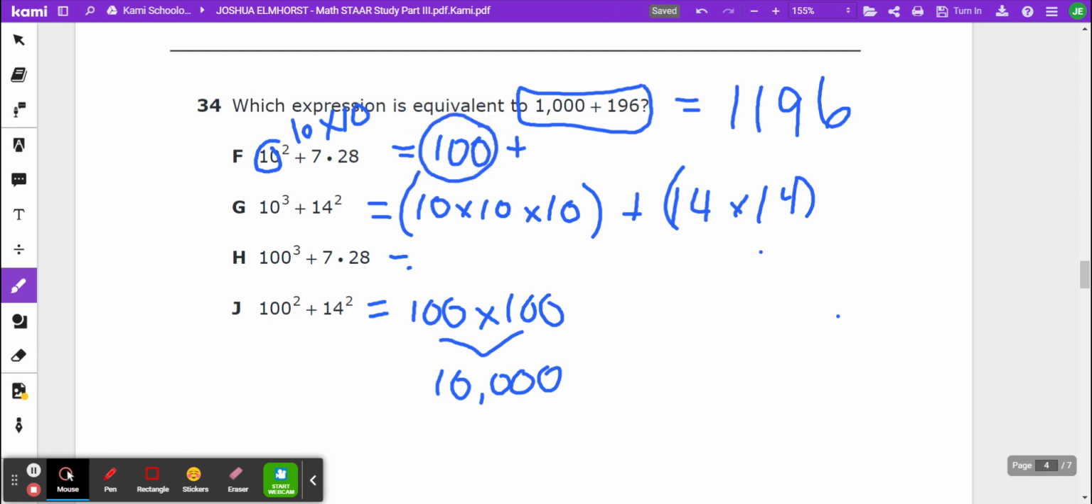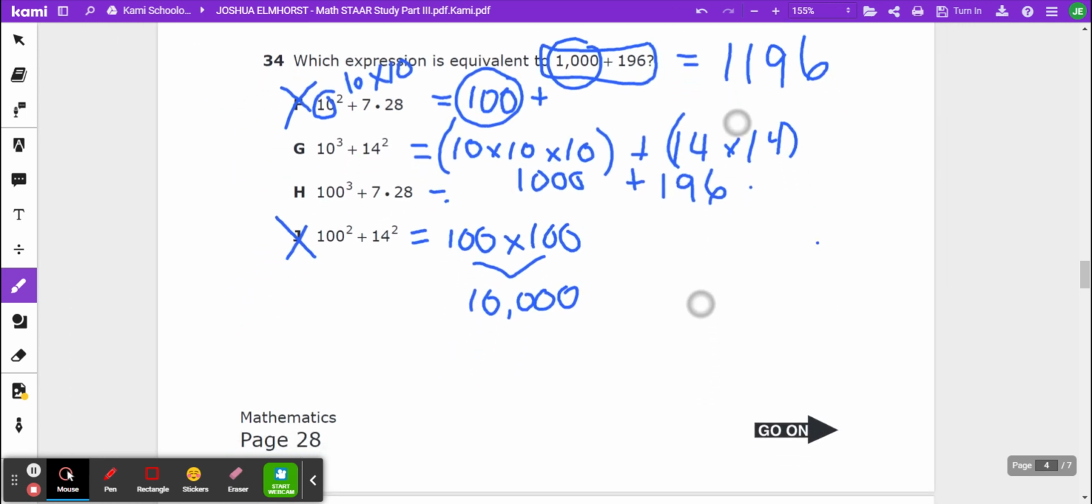All right, 100, but you need 1,000. So that's not even close. And then we've got 100 times 100, which is 10,000. So that's too small and too big. So 10 times 10 times 10 is going to give you 1,000. And 14 times 14 will give you 196.